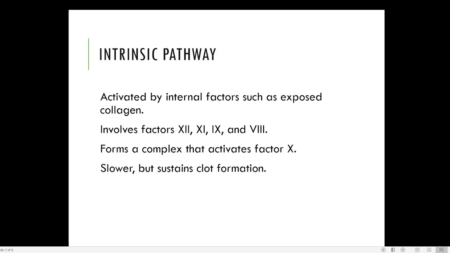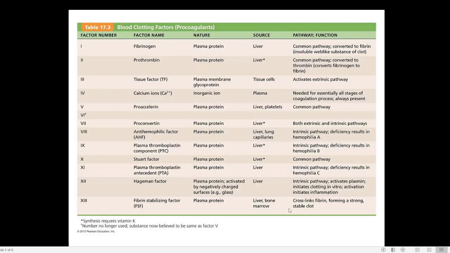Sometimes you might have heard that some doctor says there is a clot inside your heart, or there is a clot in your blood vessel. So in such cases, intrinsic pathways are working. Now a number of factors are involved: factor 12, factor 11, factor 9 and factor 8. We will say the names of those.